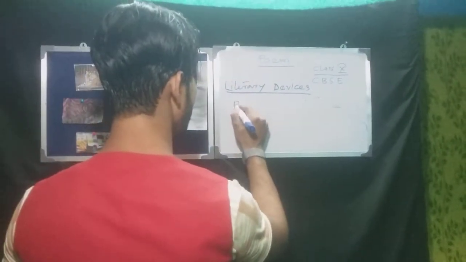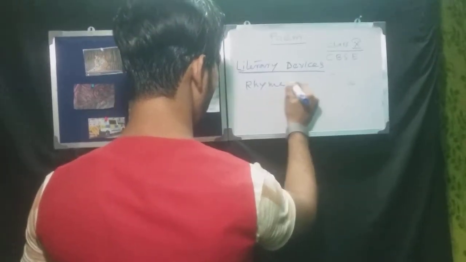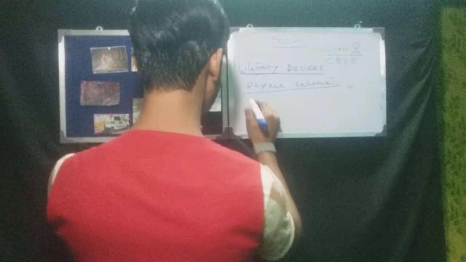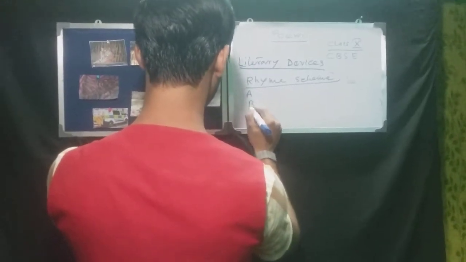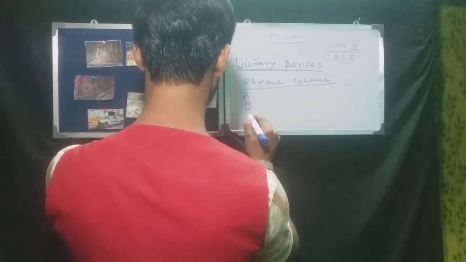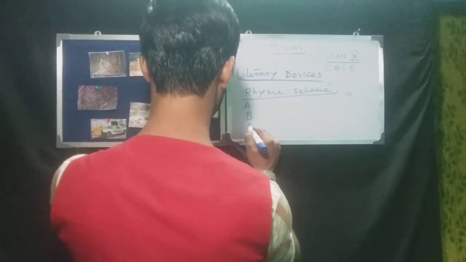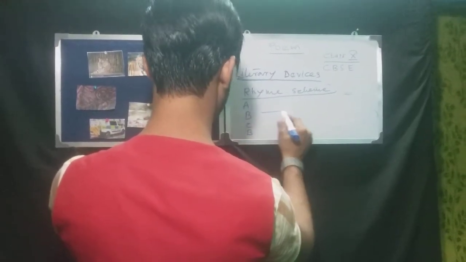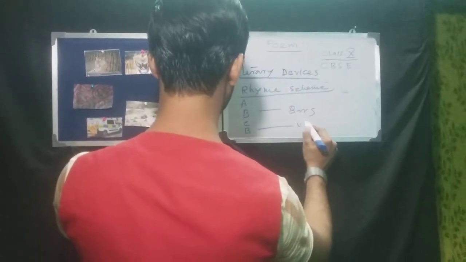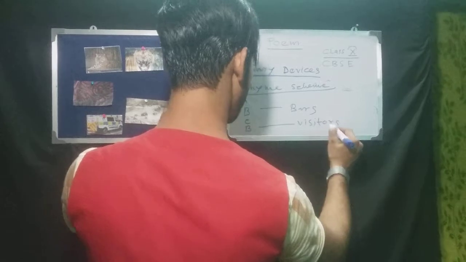Now let's check out the literary devices of the fourth stanza. Let's check out the rhyme scheme first. What is the rhyme scheme? A, B, C, B. Bars, visitors.